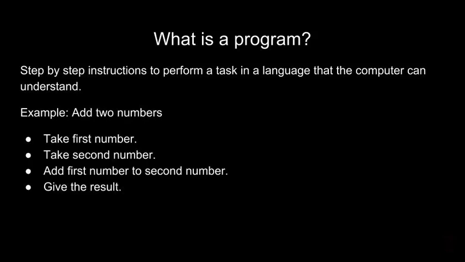So for example, I ask you to add two numbers. What do you do? You listen for the first number, you listen for the second number, your brain adds those, which is called processing, and then you give the output. You either speak it out or you write it somewhere. So let's compare computers and humans for this particular example.